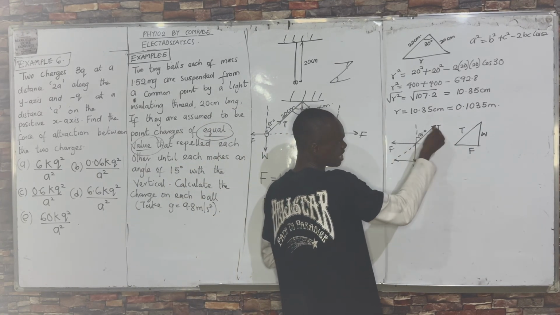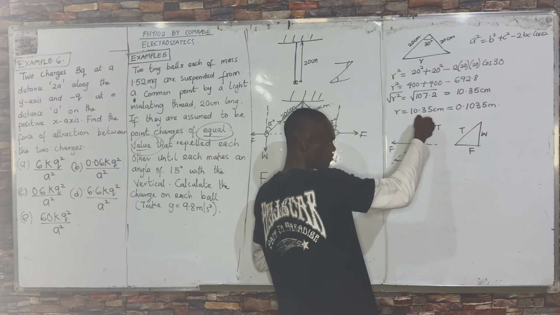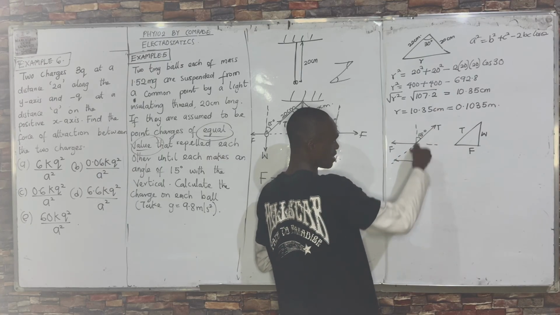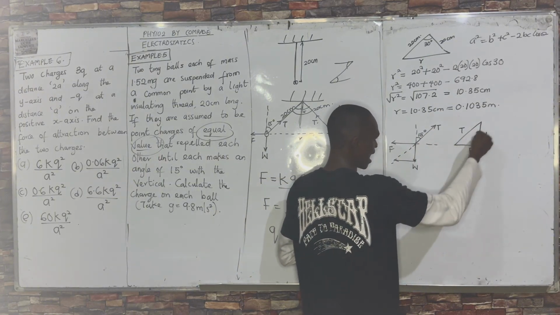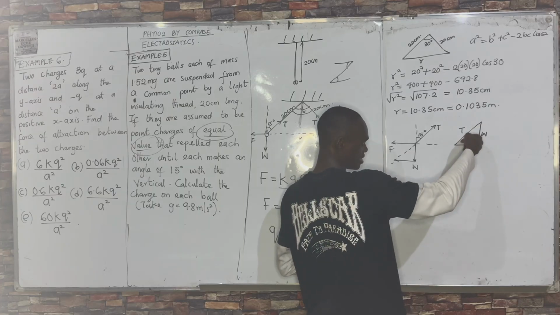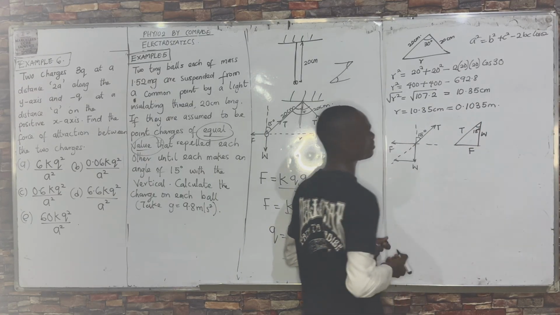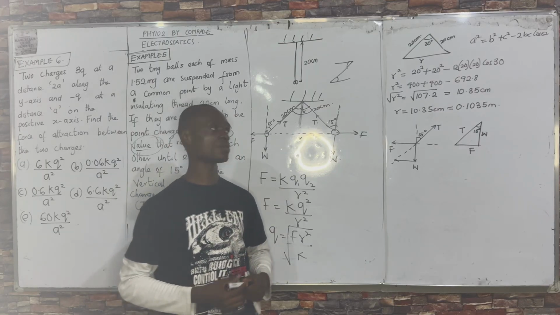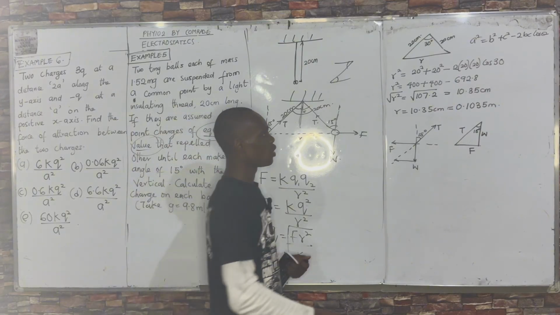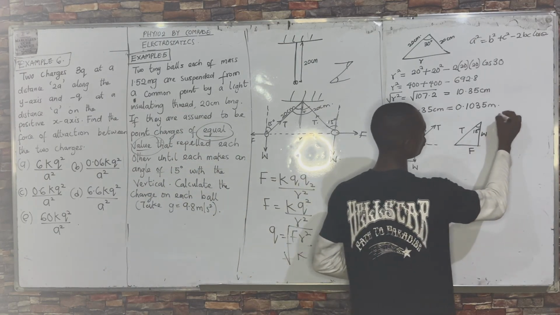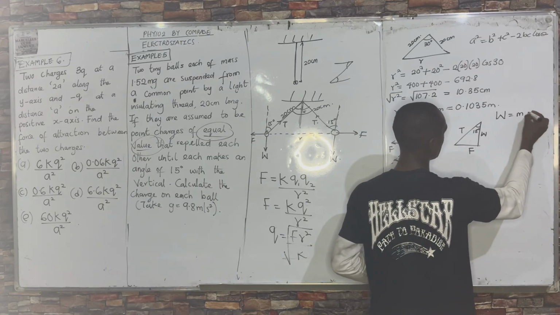Make sure the angle is put correctly. This angle here is between T and vertical. This is T and this is vertical. So the angle is here, 15 degrees. Now you can solve it using Pythagoras theorem. But first of all, let's get W. You know W is equals to mg.